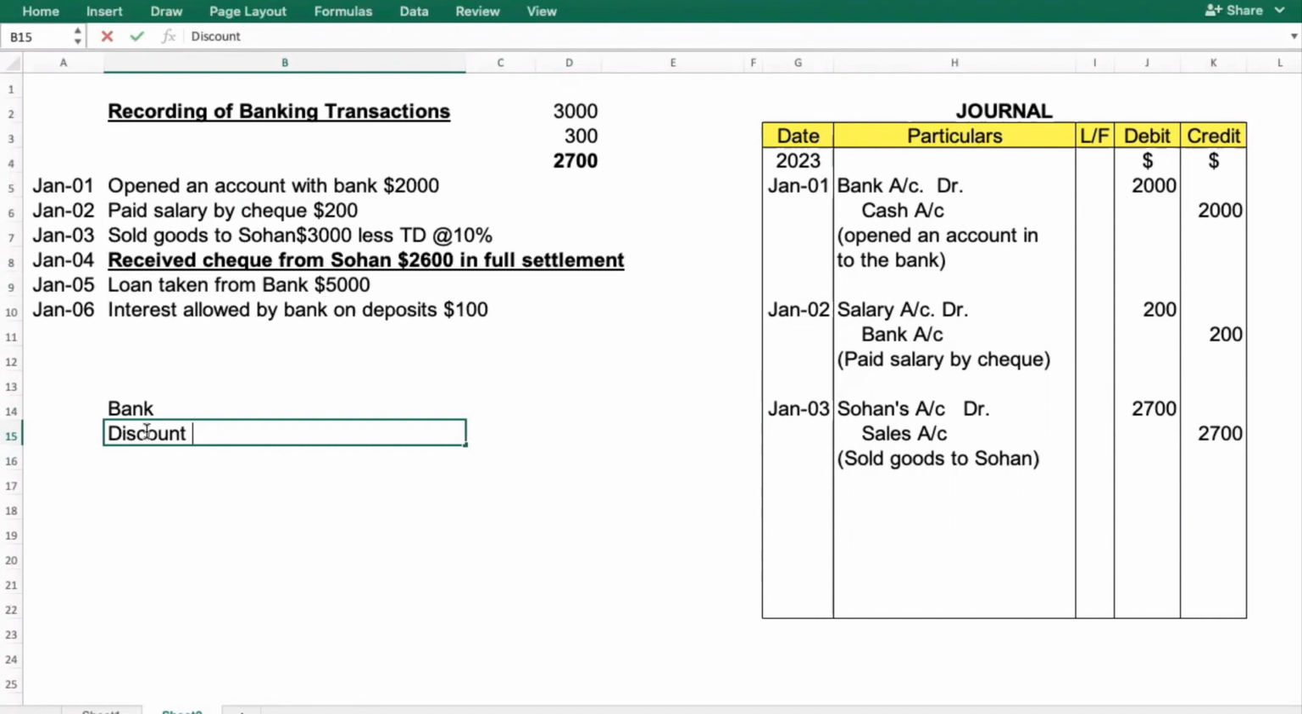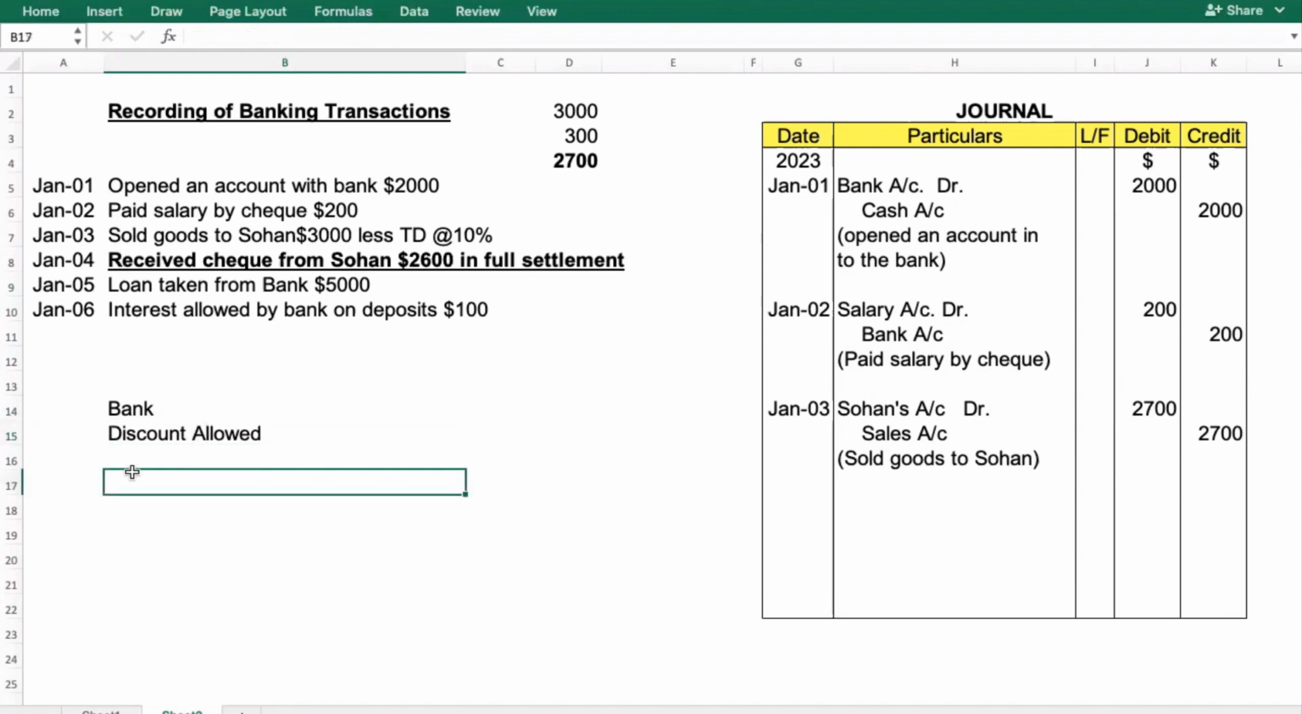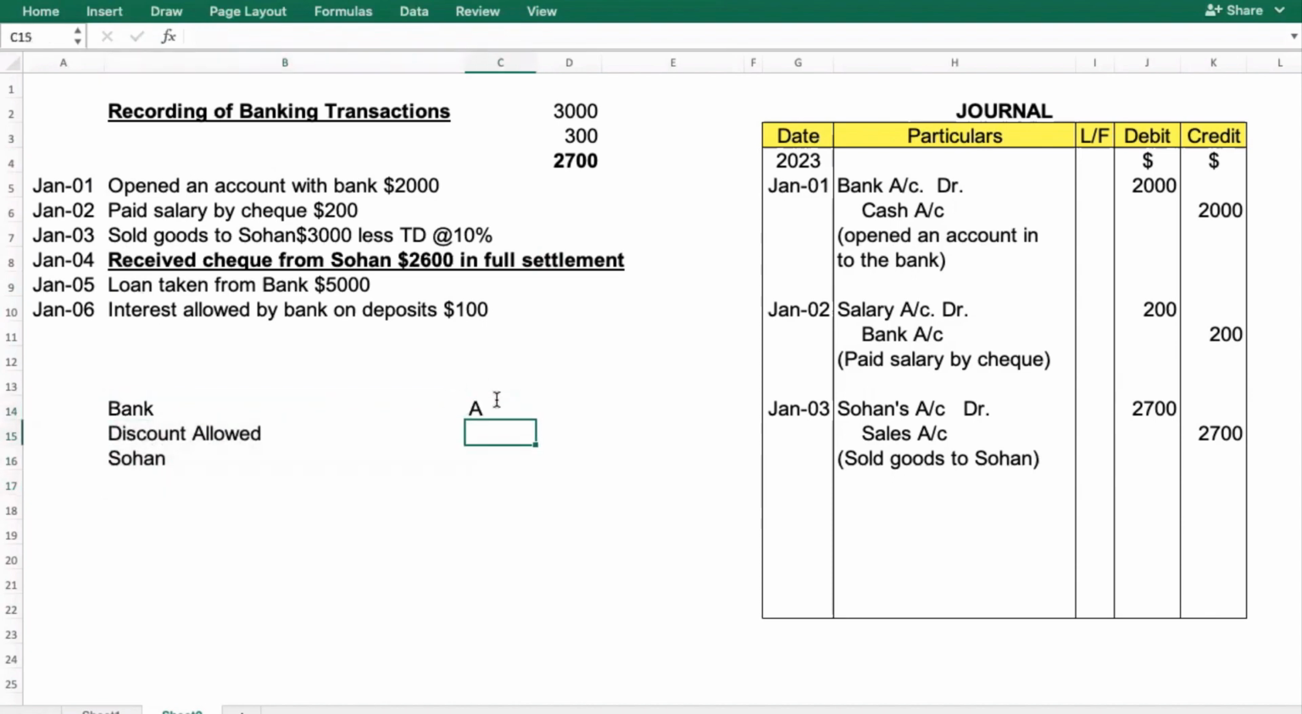And the next account will be Sohan, who gave me this money. So in this transaction, three accounts are affected. This is an asset, this is an expense category, and this is an asset. Now for bank, tell me, is the asset increasing or decreasing? The asset is increasing. Increase in asset, debit.